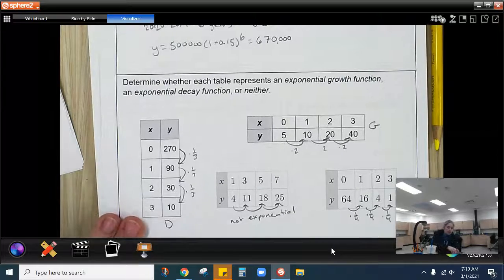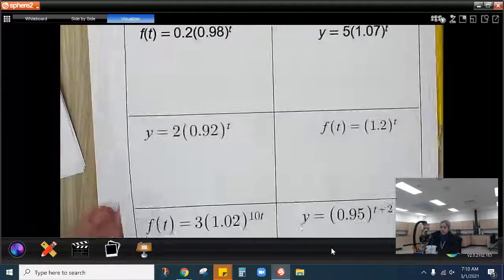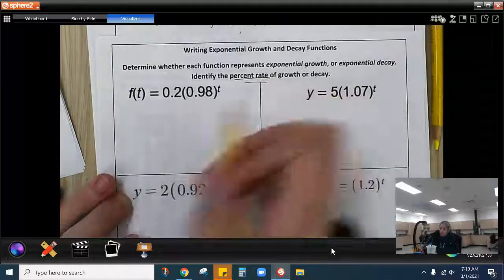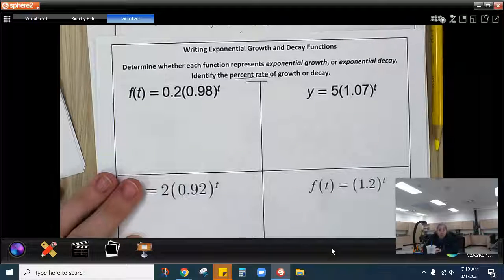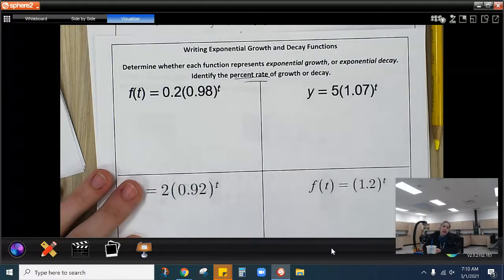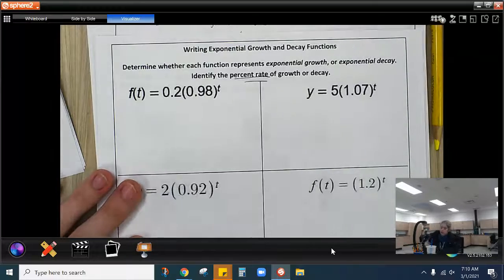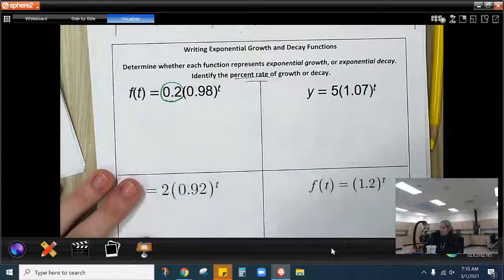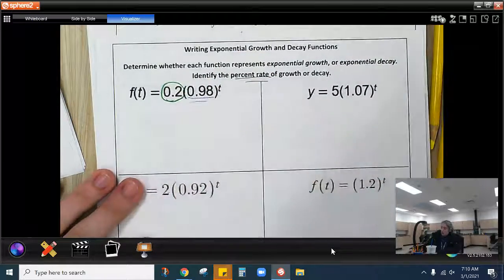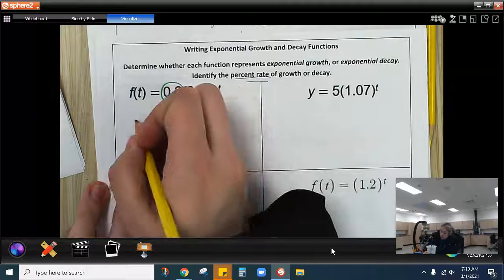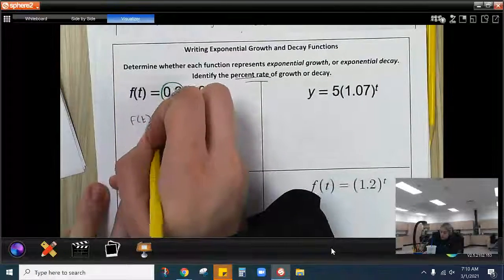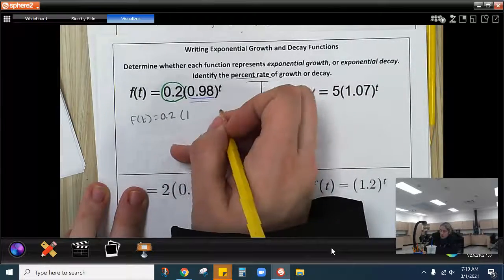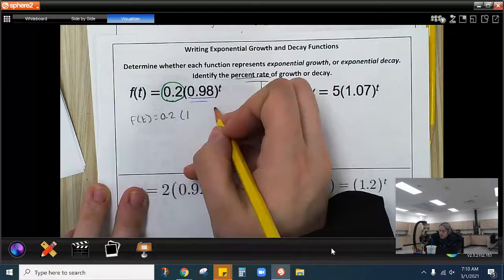All right, the next thing we want to look at, we want to determine the rate of percent for growth or decay. Okay, the rate of percent. Now remember, all of our rates so far have had either a 1 plus or a 1 minus. So we always have our initial amount, which is this guy. I can just ignore him, right? And this is going to have our rate in it. So this will really be, and you have to rewrite it, f of t equals 0.2. It's going to be 1 in either plus or minus something to get 0.98.